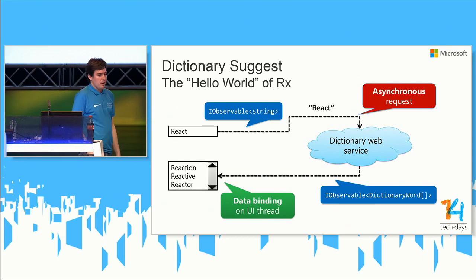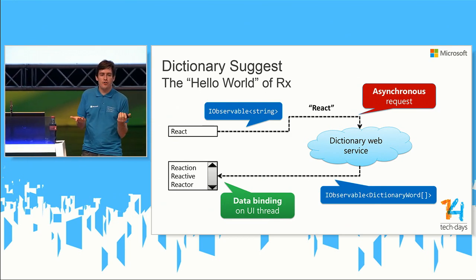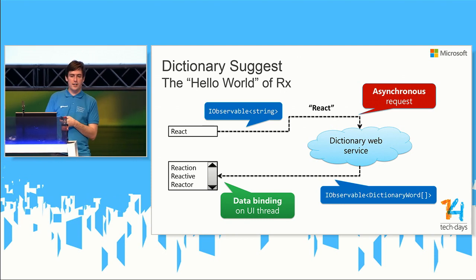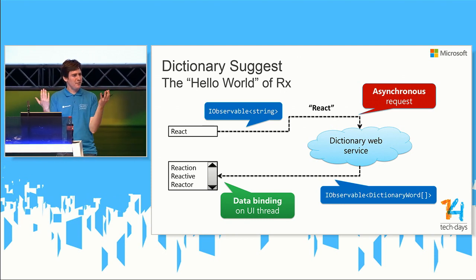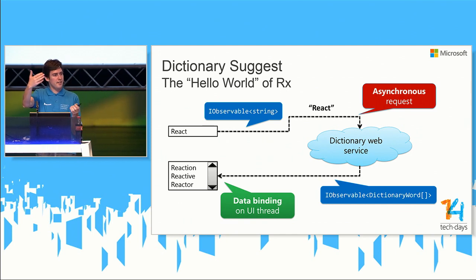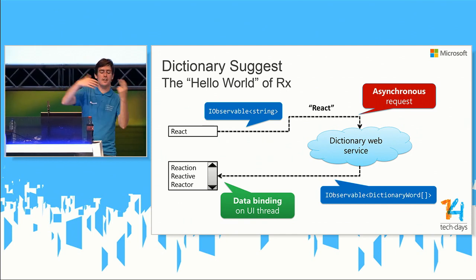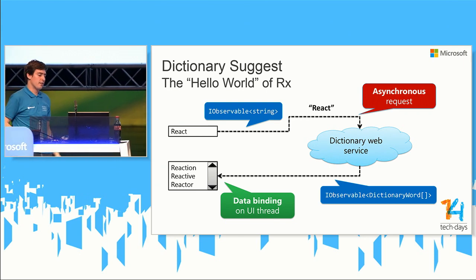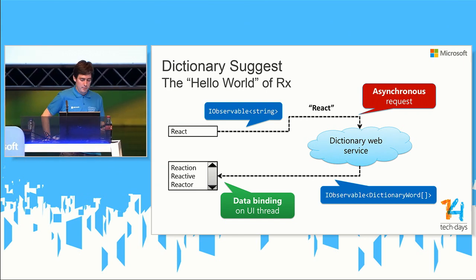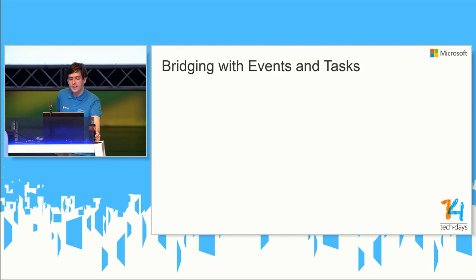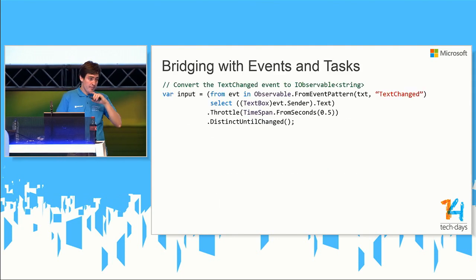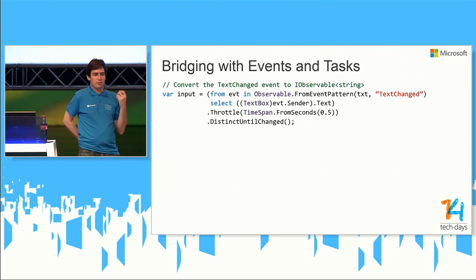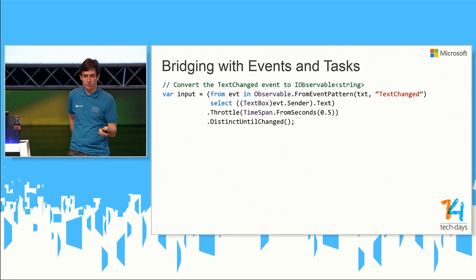If we think about a web service, really what it is, it's a function that given a word gives me a list of dictionary words. So now you have two things. You have a source of strings, and you have a function that can take a string into a source of dictionary words. How can we compose those two things to make a very simple UI application? Well, the answer is like this. As you've already seen, we can use things like FromEventPattern to convert the .NET event into an observable.